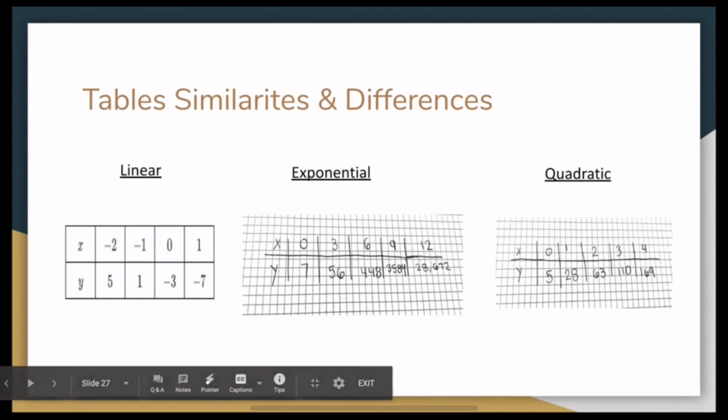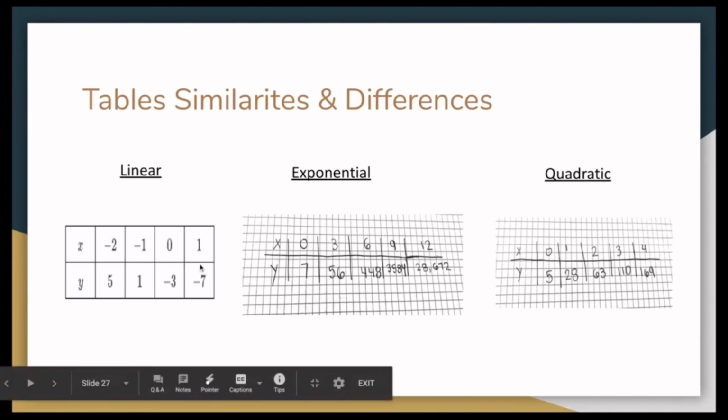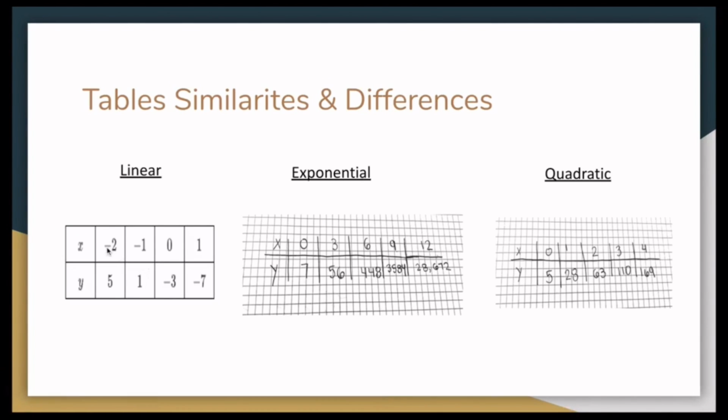Analysis, tables, similarities, and differences. The similarities between the tables is they all have x and y in front of them. They're all x and y tables. They all have a pattern, so plus 1, plus 1, plus 1, plus 1, plus 1, plus 3, plus 3, plus 3, plus 3, and then plus 1, plus 1, plus 1. So they all have a pattern within the x-intercept.